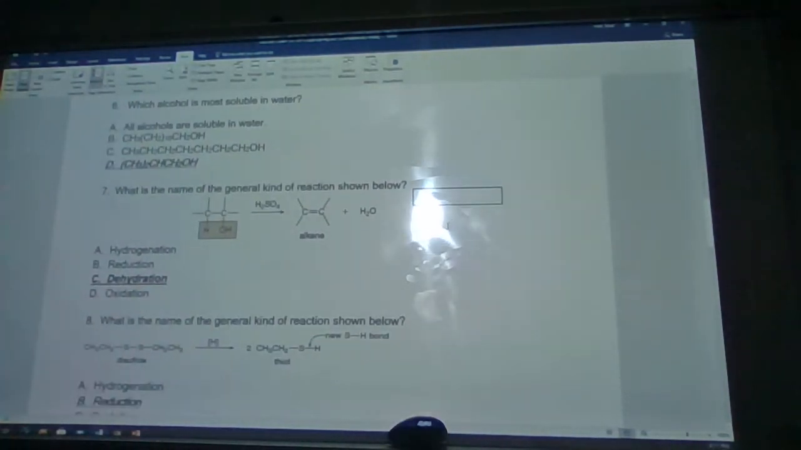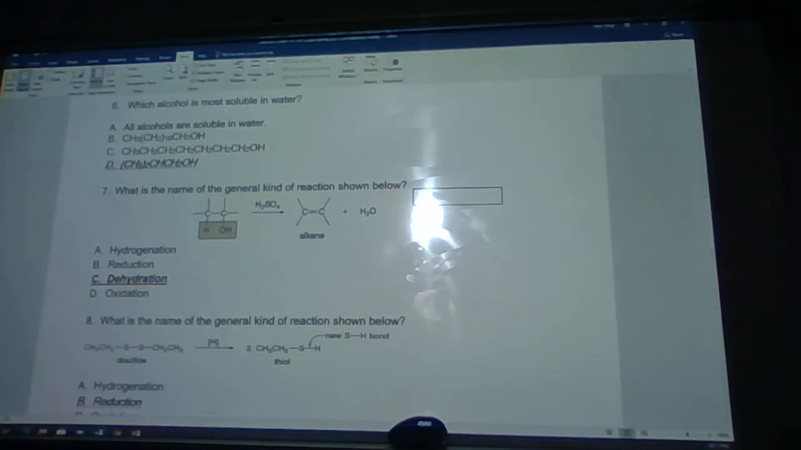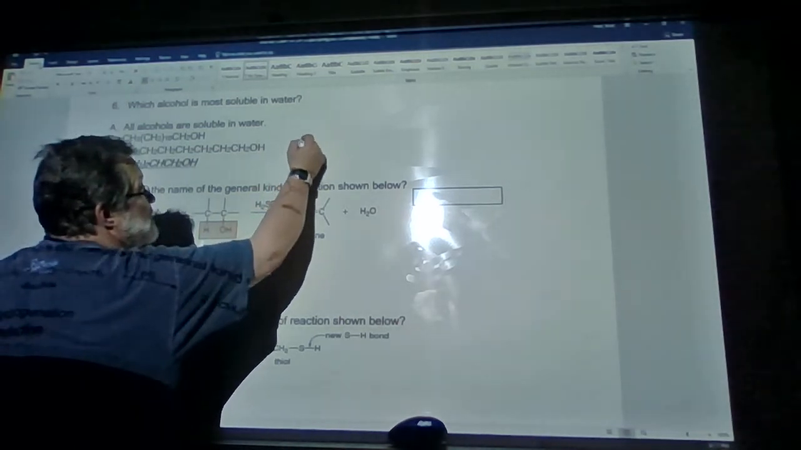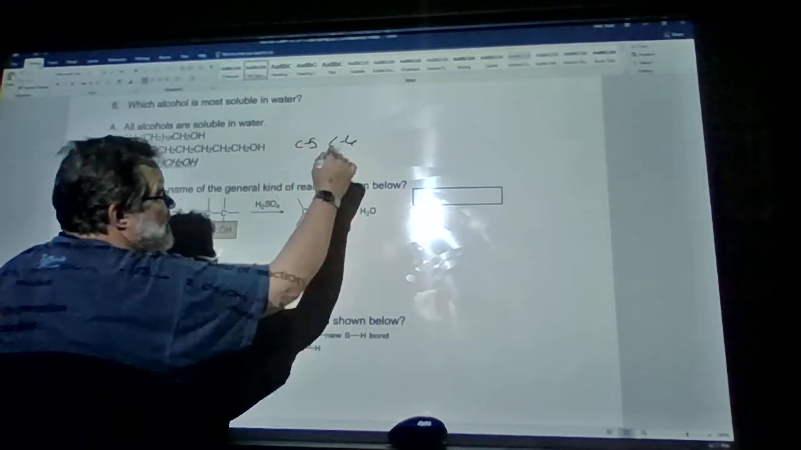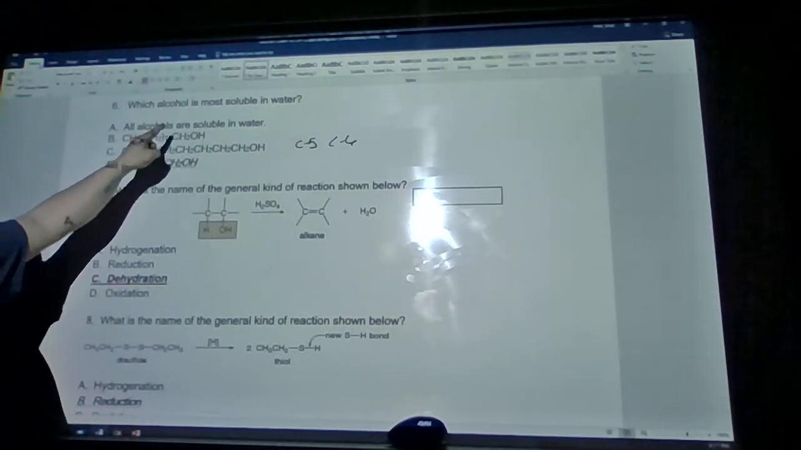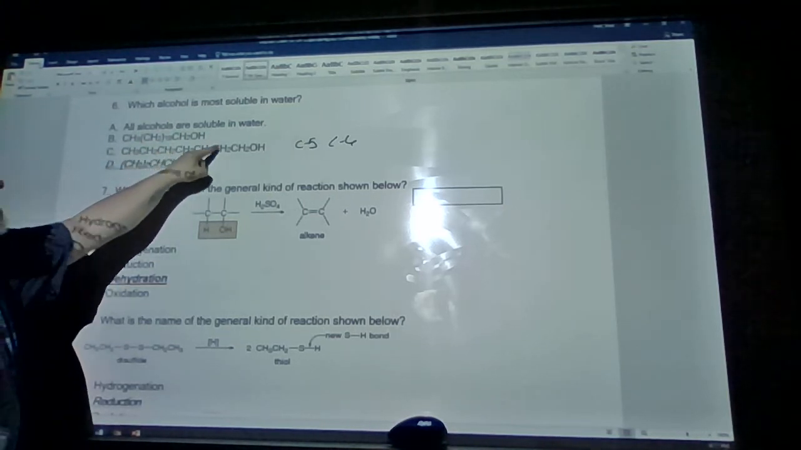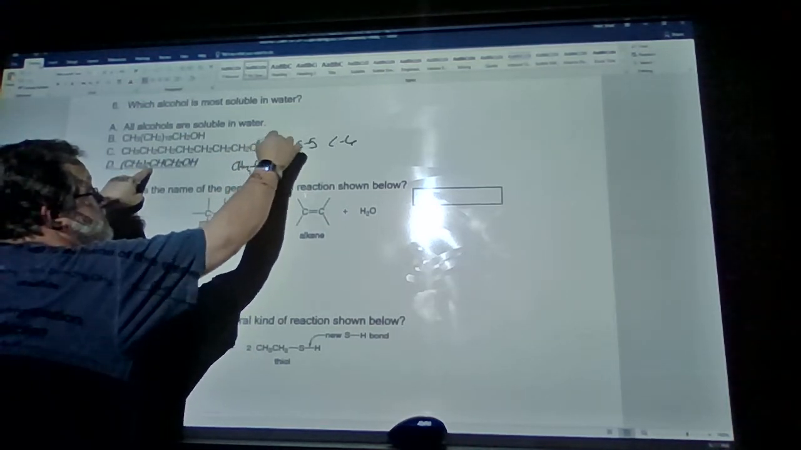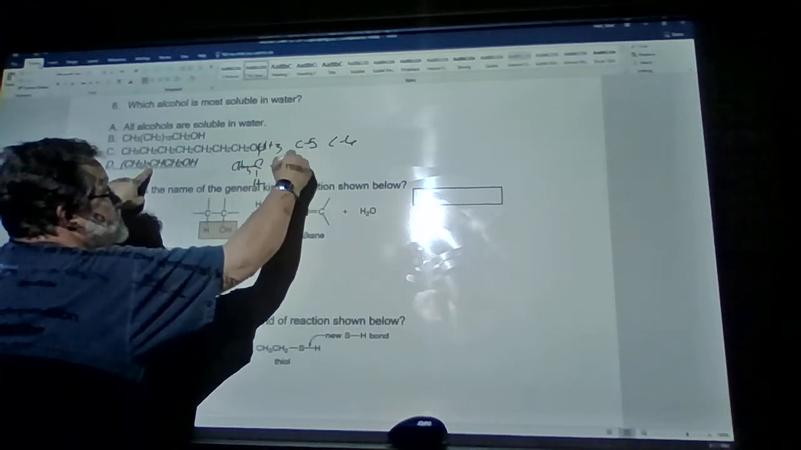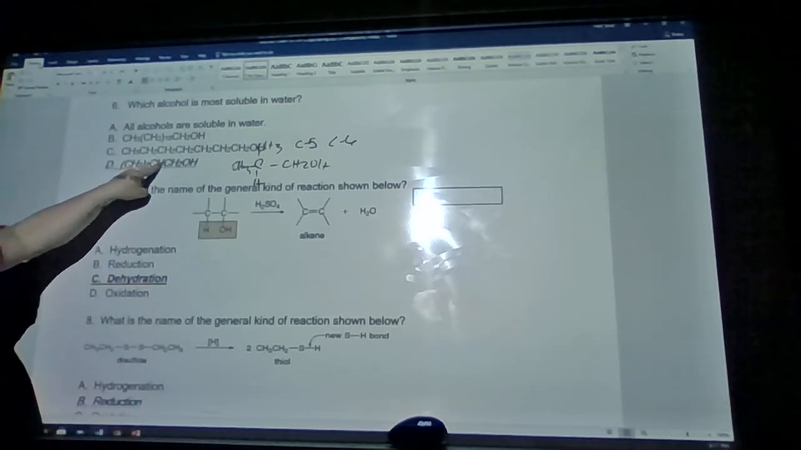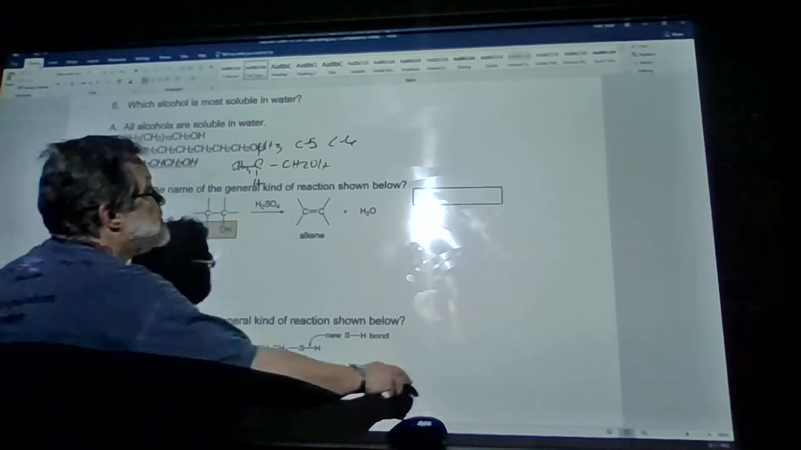Number 6. Which alcohol is most soluble in water? Answer here is D. There is a limit to solubility in alcohol, generally above C5. So C6 and above, they are not water soluble. Well, here we have 11, 12 carbons. 1, 2, 4, 5, 6, 7 carbons. Here we have 1, 2, 3, 4. This is a C4. So of these, this one, D, is the most soluble in water.